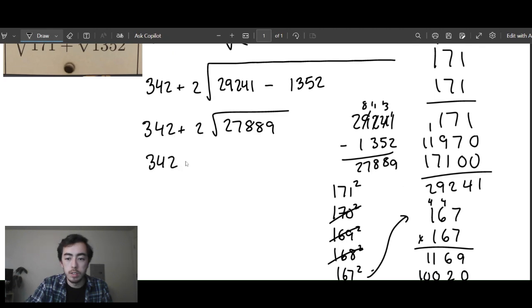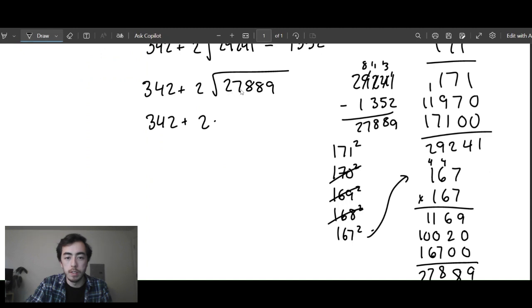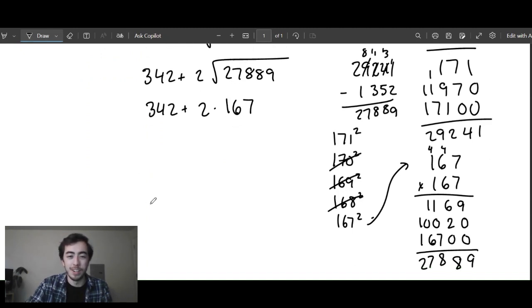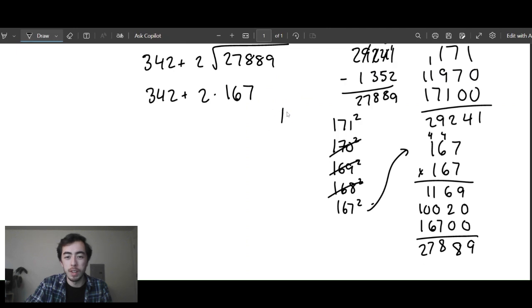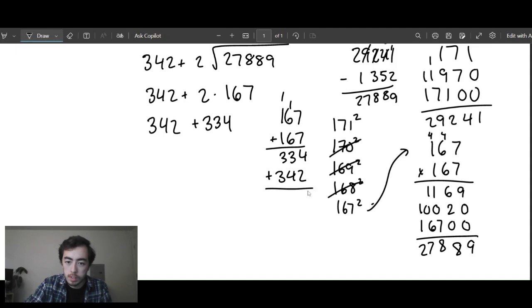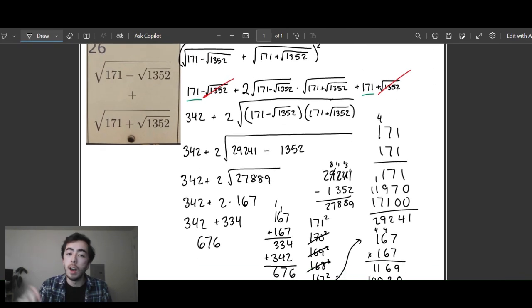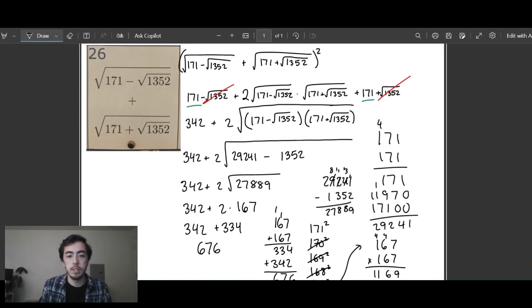342 plus 2 times 167. Well, now let's figure out what 2 times 167 is. It'd be easiest for me, I think, just to add these together. So we get a 14, we get a 13, we get a 3. Okay. And then now I need to add 342 on top of that. So let me just write all my steps out. That's going to be 676. Okay, 676. All right. So by squaring the original value, I got the number 676.